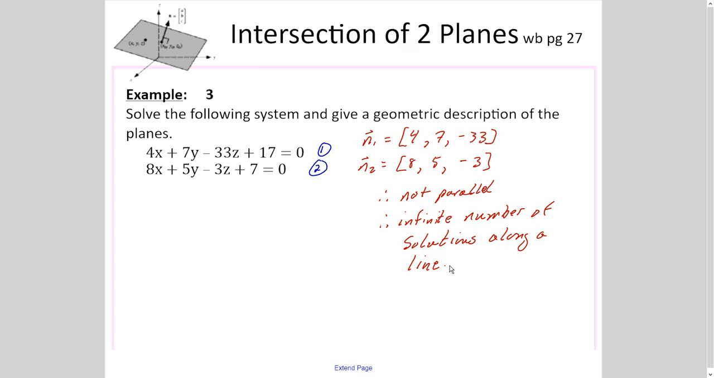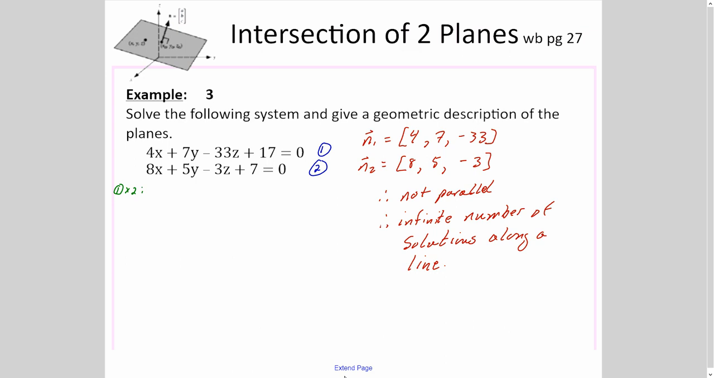Now, the process from here starts off exactly the same. I want to look at my two equations, and I want to do elimination, and I want to get rid of one of my variables. Looking at the x, that looks like a fairly easy one to work with. So I'm going to start with equation 1, and I'm going to multiply by 2.